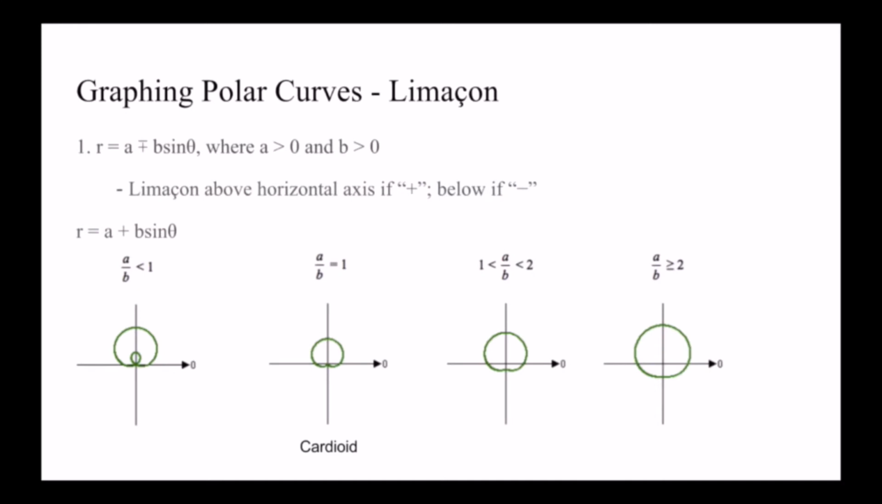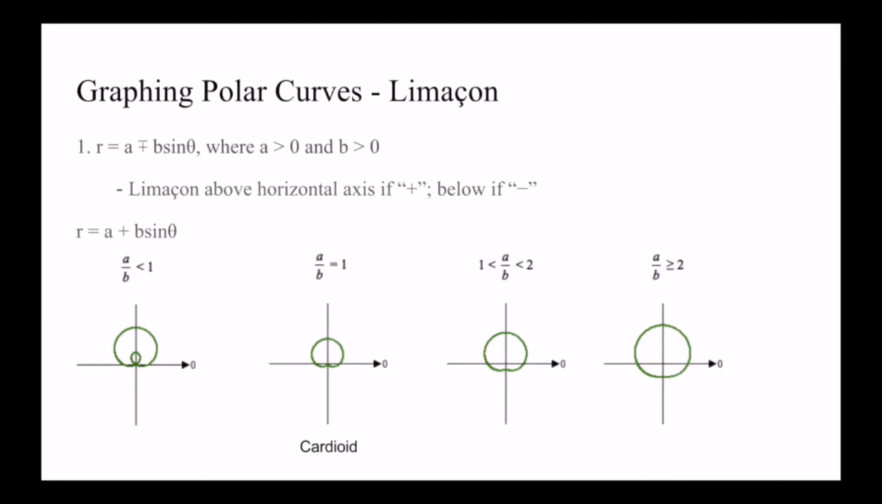This polar curve is called a limaçon, which can be represented as r equals a plus or minus b sine of theta, or r equals a plus or minus b cosine of theta, where a is greater than 0 and b is also greater than 0. And in this case, I'll be talking about a limaçon with sine of theta in this equation. And these kinds of limaçons would be above the horizontal axis if the sign between a and b is plus, and below if minus. And below are a series of different limaçons that are dependent on the ratio between a and b. So the first one is the looped, second is a cardioid, third is a dimpled, and fourth is a convex.